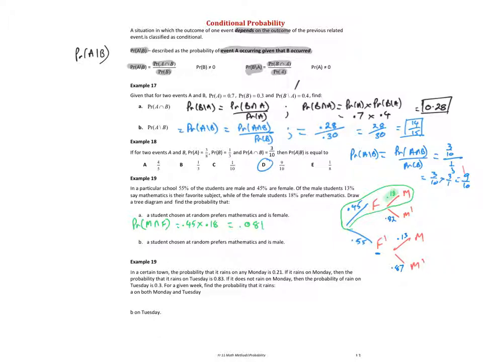What about part B? A student chosen at random prefers mathematics and is male. Mathematics and male, which is not female, is equal to 0.55 times 0.13. On our calculator, that equals 0.0715, I'll put 0.072. Okay, so it's just setting up that diagram there.